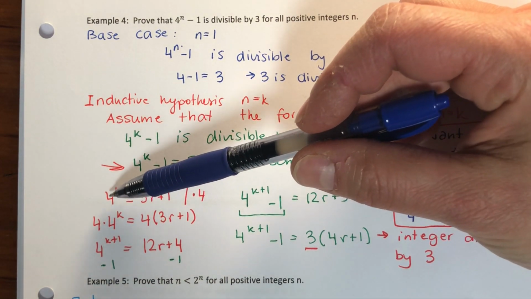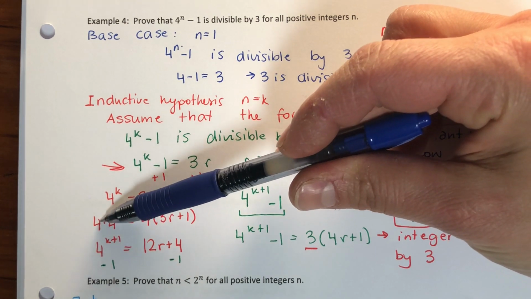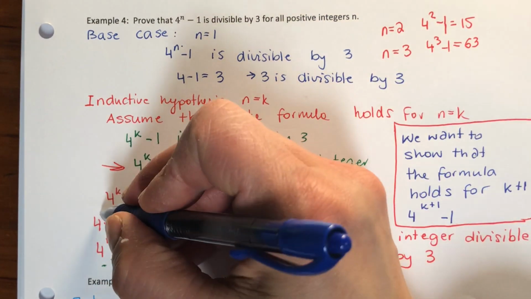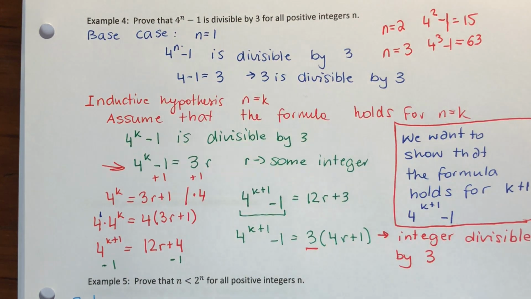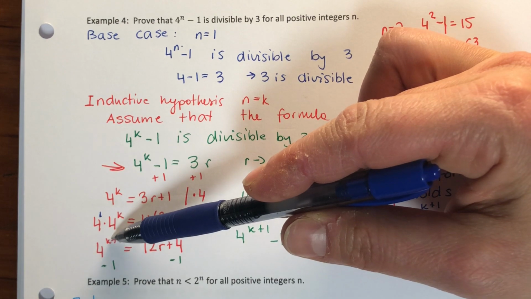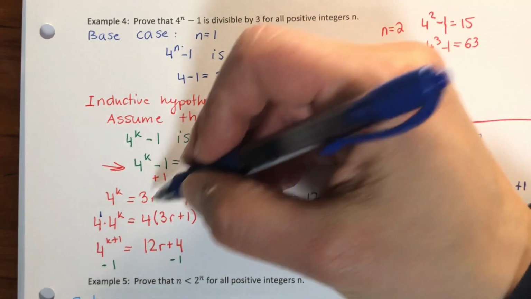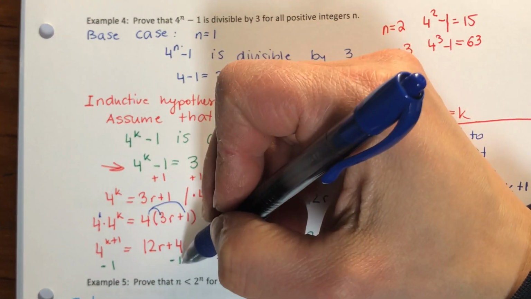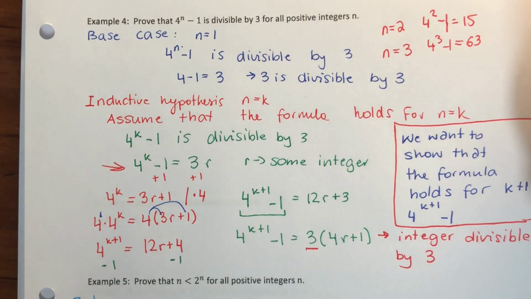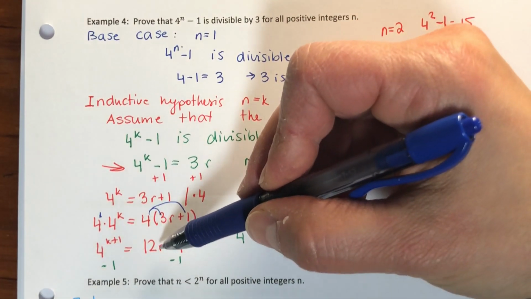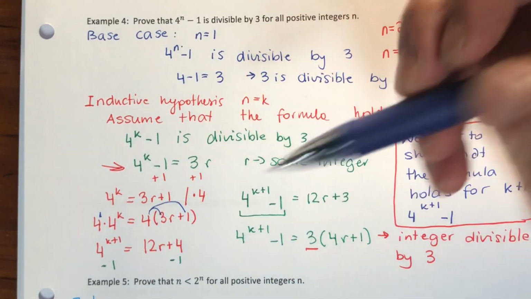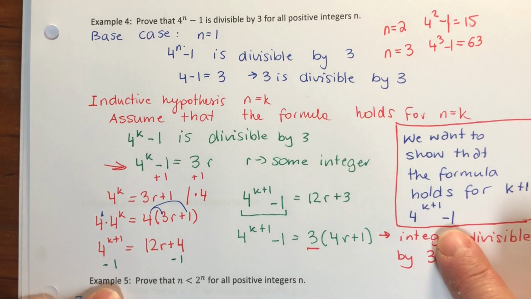Because I want to have 4 to the power of k plus 1, I multiply by the same number, 4 to the power of 1, and you will be adding the exponents. So now we have 4 to the power of k plus 1 is equivalent to, well, I did use the distributive property, 12r plus 4. Again, I need those two things to look identical, so I subtracted 1 from both sides of the equation.